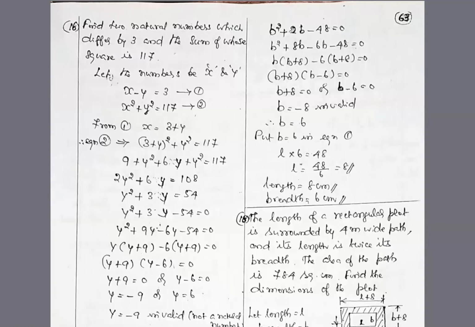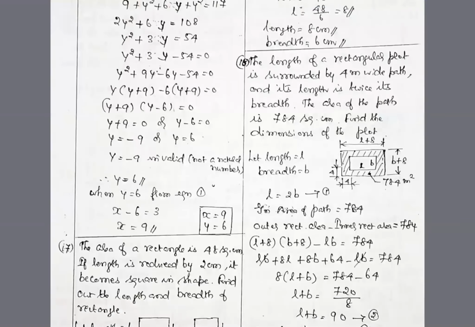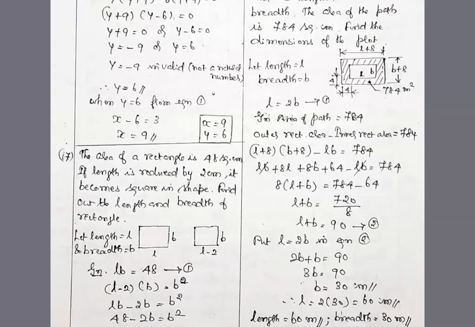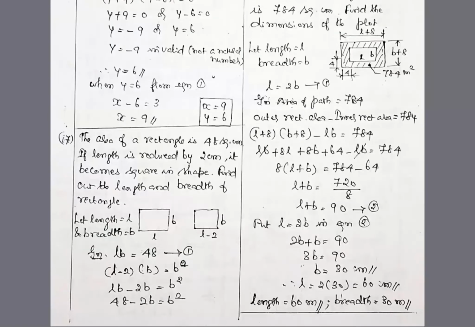Now problem number 17, a mensuration mixed problem. The area of a rectangle is 48 square centimeter. If length is reduced by 2 centimeter, it becomes square in shape. A very, very important problem, repeated a number of times. Find out the length and breadth of the rectangle. L and B they are asking.